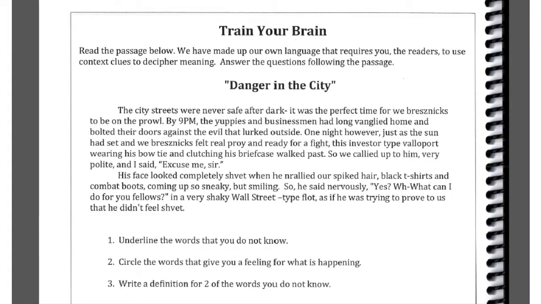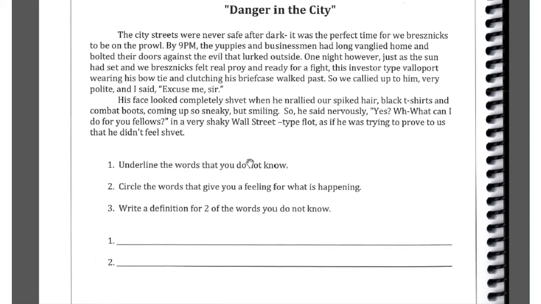Let's start to train our brain. We'll read the passage below, and we've made up our own language that requires you, the reader, to use context clues to decipher meaning. Then we'll answer some questions below the passage. It's called Danger in the City. The city streets were never safe after dark. It was the perfect time for we Bresniks to be on the prowl.